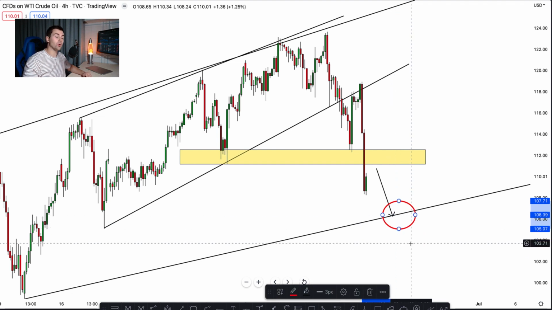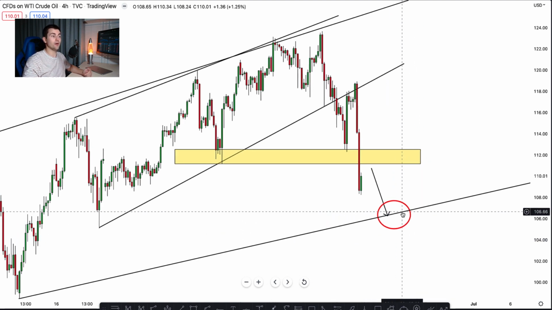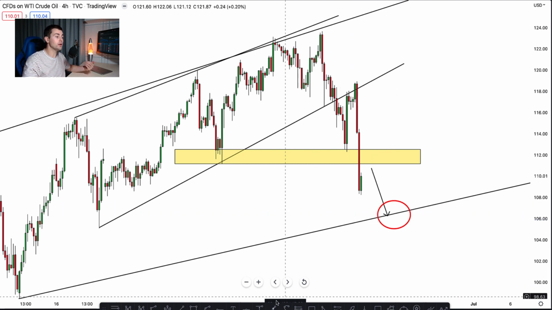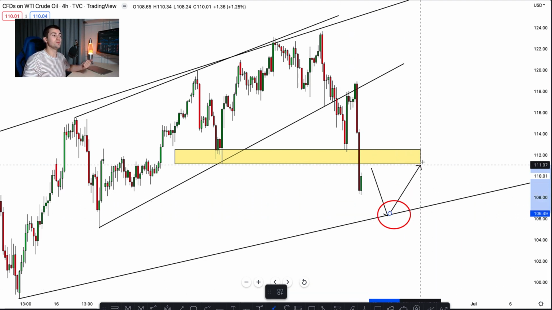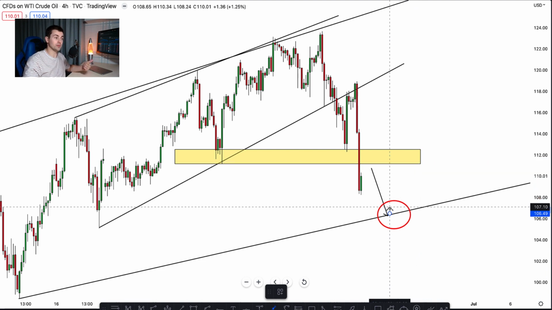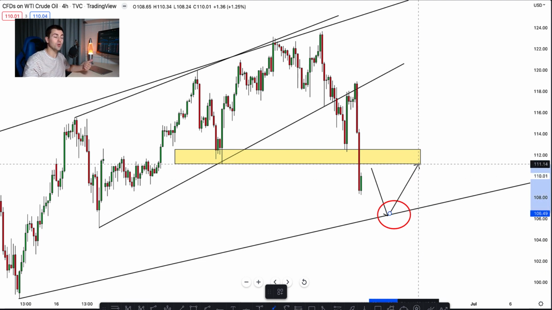Once the support of the channel is reached, I will be looking for trend following opportunities. I will be waiting for a confirmation to buy, expecting a bullish trend continuation. Remember that oil is trading in a bullish trend, and the trend is our friend. So chances will be high to see a bullish movement from that.